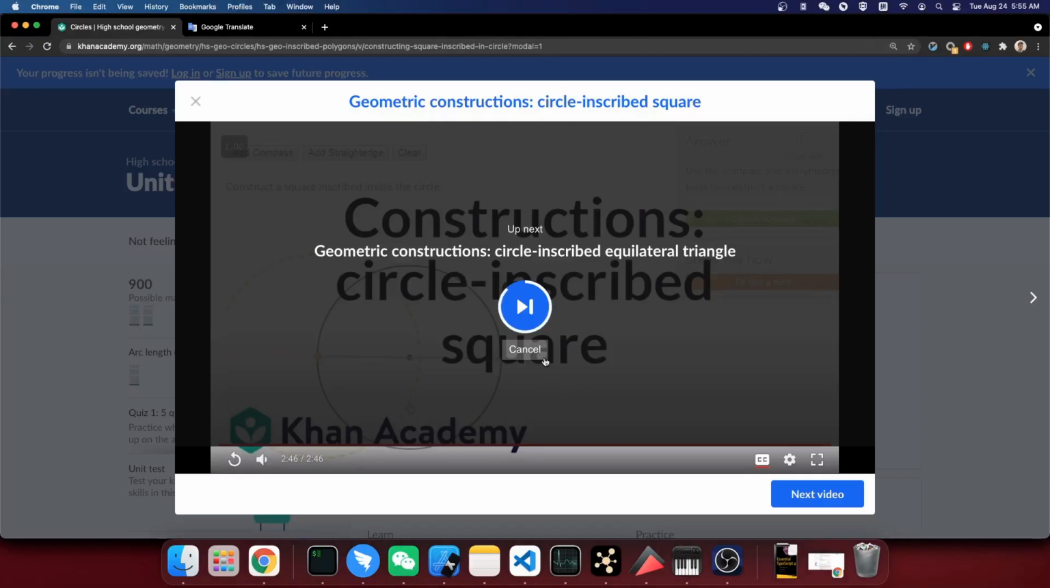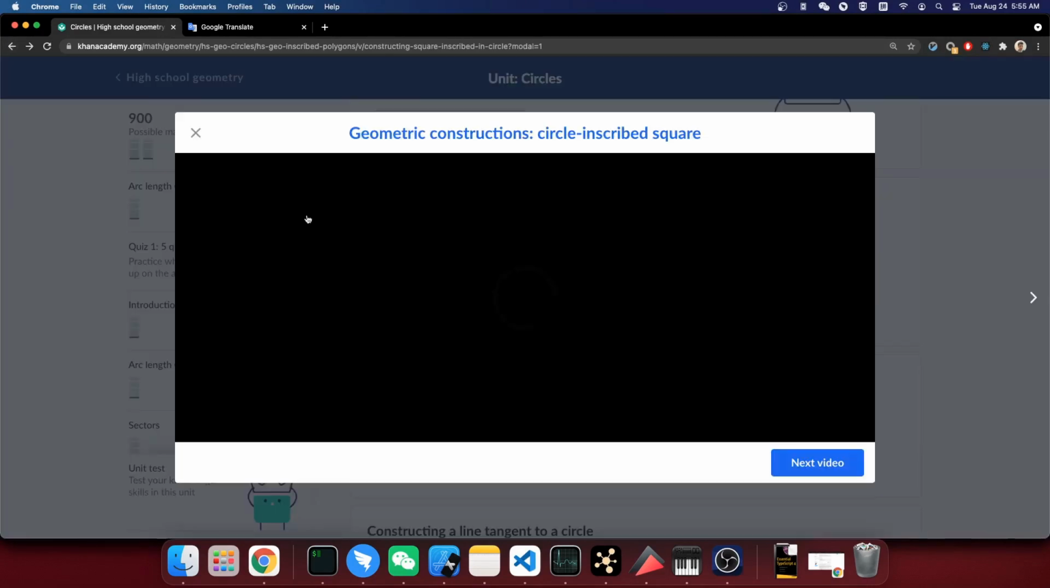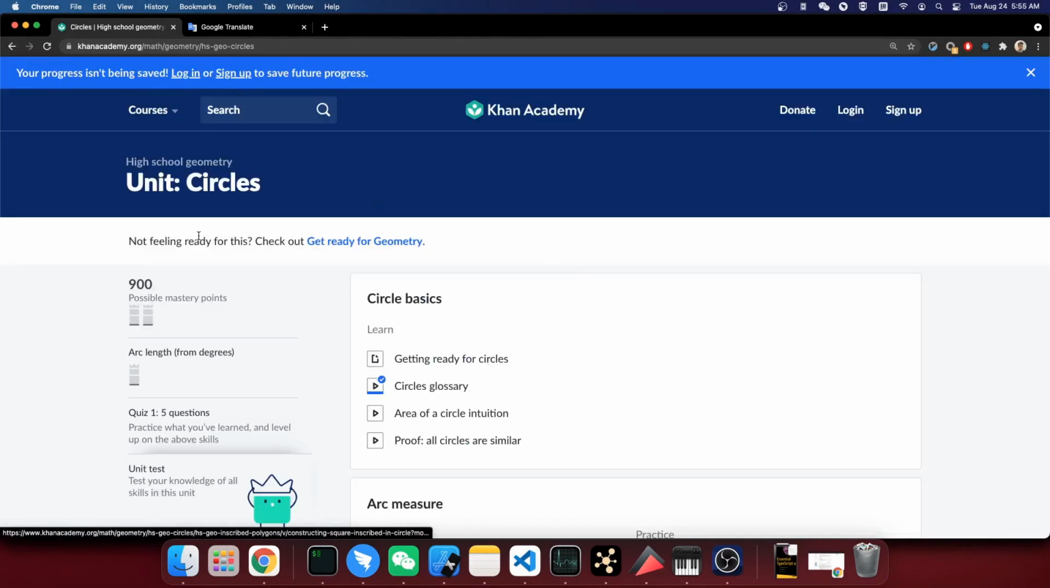Okay, interesting. It may be useful when I draw it. So this is today's learning about the mathematics and especially about the circles.